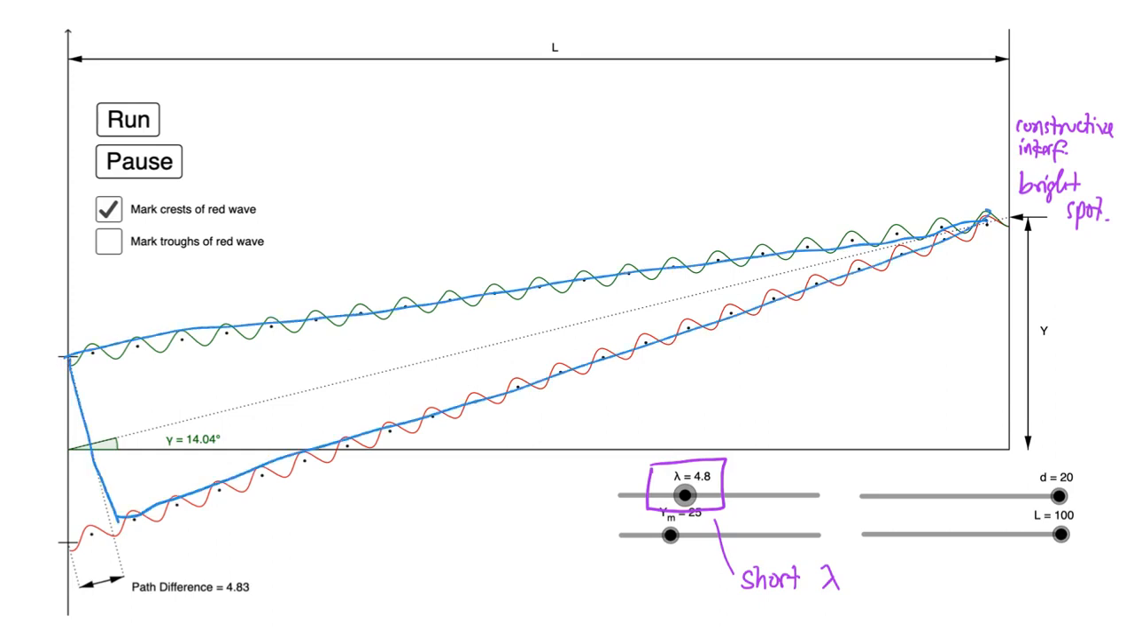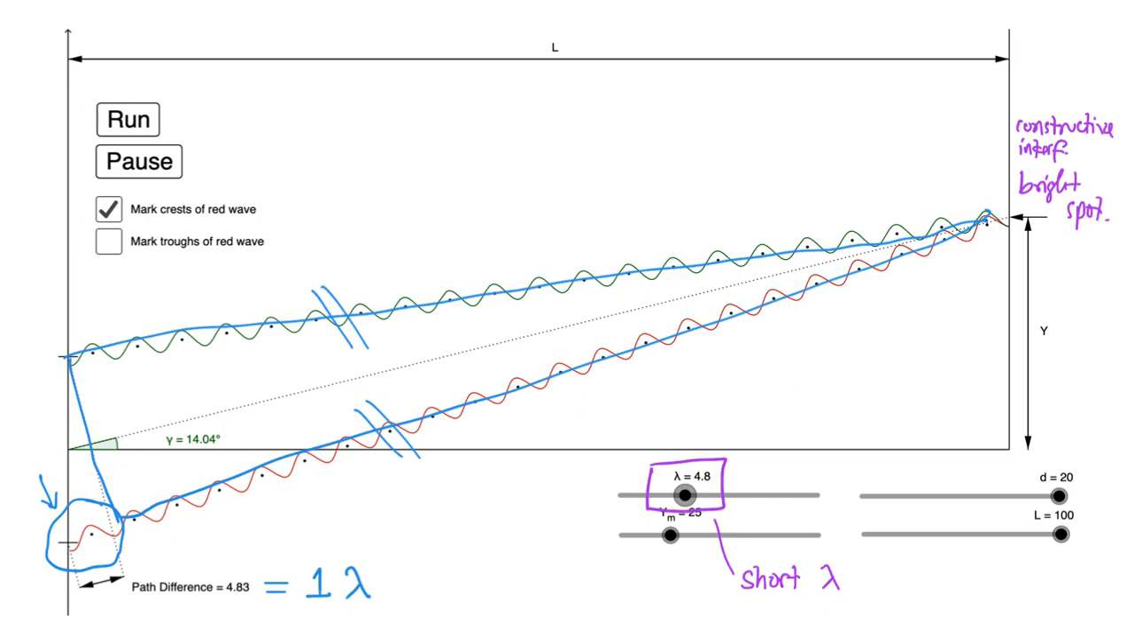Okay. And so this length and this length are the same in that triangle. So the extra path for the red is just this part down here. The red path is longer than the green path by this amount. But that amount, notice, is exactly one wavelength. The path difference is equal to one wavelength.